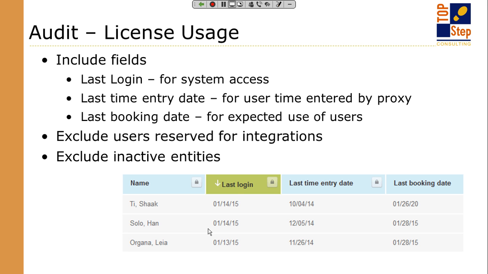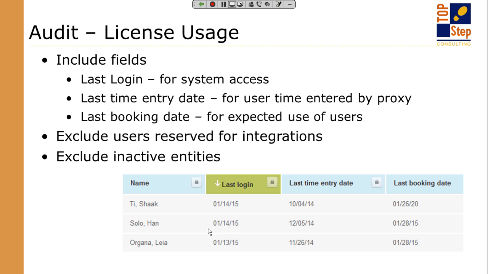Because this is a detail user report, you can exclude people who are already inactive. And then I would also exclude users that you may have reserved for integration. So if you have integrations with Integration Manager or with like Salesforce or something, you may have a couple of users dedicated to that, which are not real people. So just to prevent them accidentally getting inactivated, you can exclude them from the report.